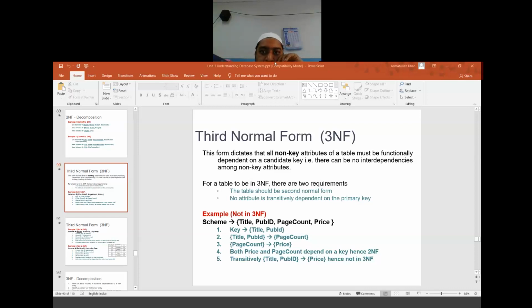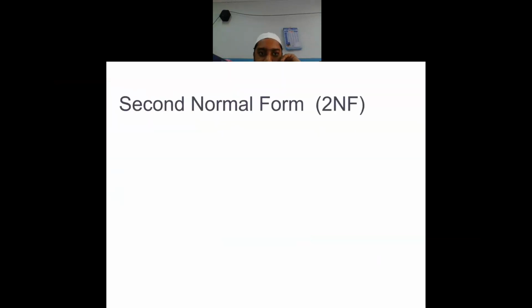And based on that, we'll progress to the third normal form and then BCNF, and then the last topic within this particular chapter, this unit. So I hope the screen is also visible to you all.